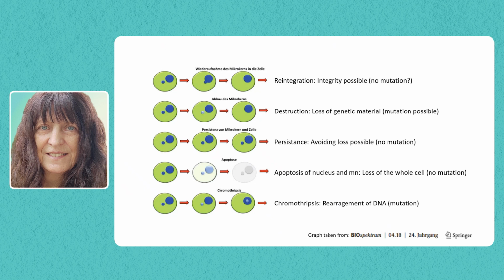Or you might have chromothripsis, and this is the most recent finding that people reported a few years ago. That means that the material in the micronucleus is rearranged and then it's reintegrated into the main nucleus. And because it's rearranged, it is highly mutated and might cause a mutated cell.